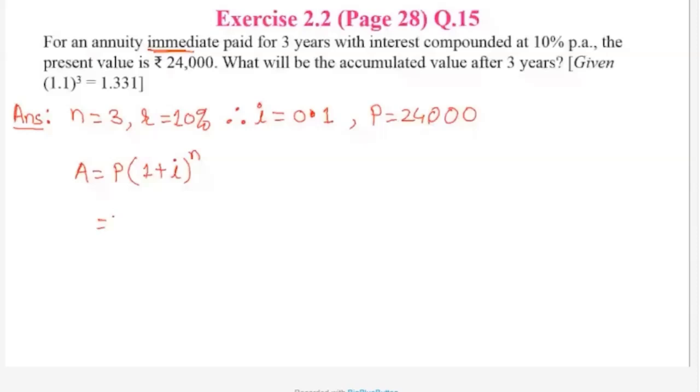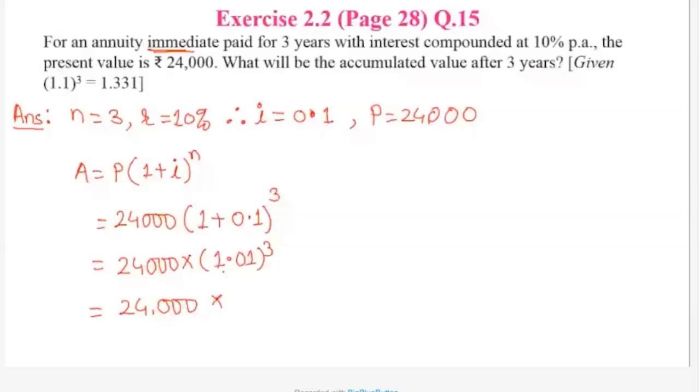So that is equal to... how much is P? P is 24,000 in bracket 1 plus i, 0.1, raised to n. n is 3. So that is 24,000 multiplied by 1.1 raised to 3. 1 plus 0.1 is 1.1. 1.1 raised to 3 is 1.331.